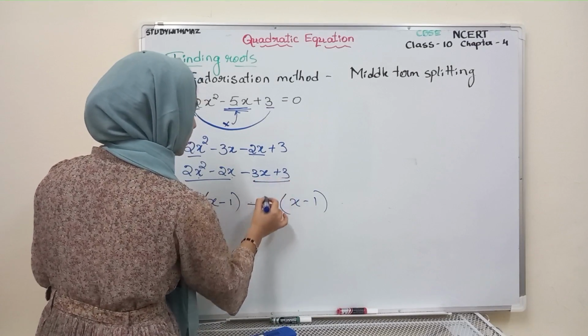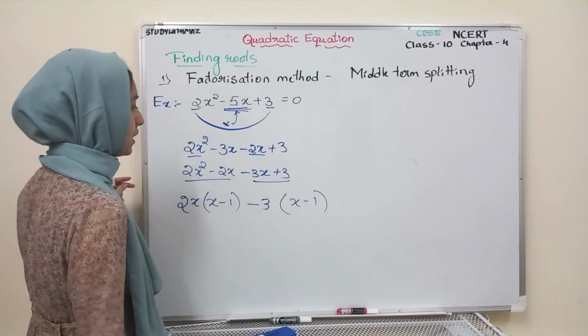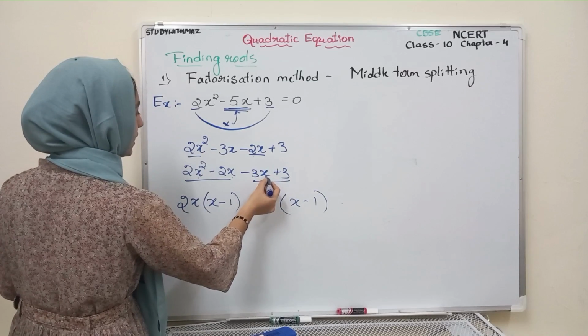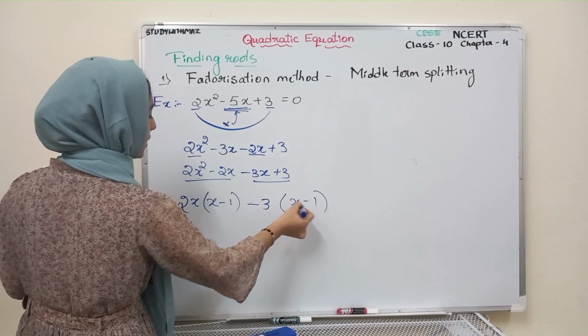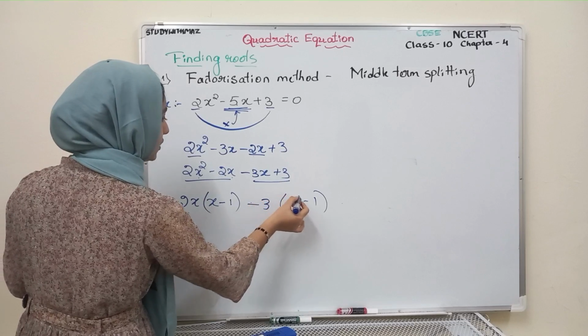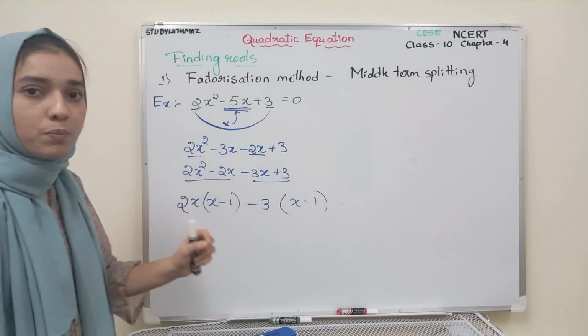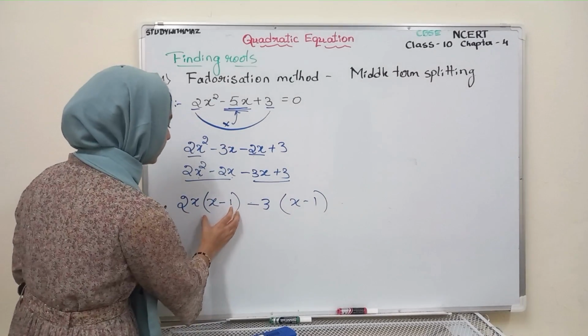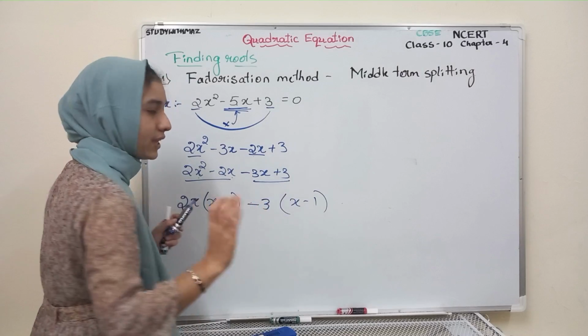Along with this, what is remaining? 3 is remaining. So from these two terms, if we take 3 common outside, what remains is x minus 1. Why? Because already minus 1 went outside, so minus into minus becomes plus. I hope this is clear. Always remember one thing, that these two brackets should be the same.